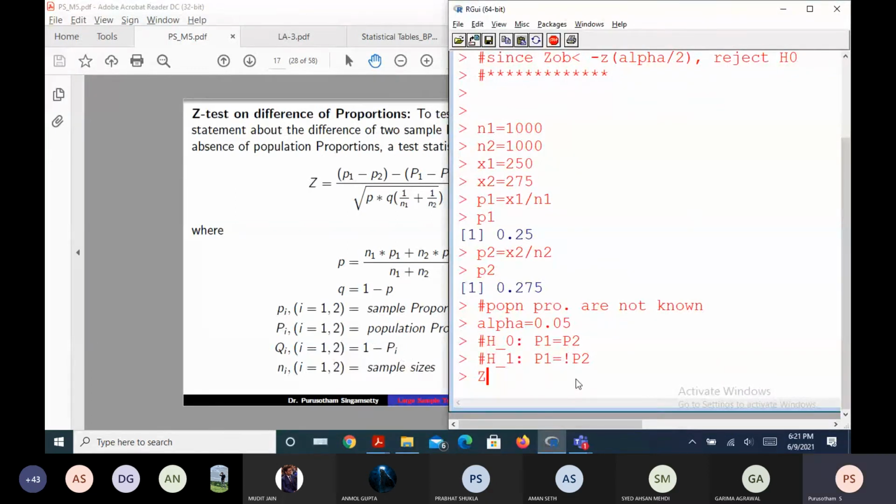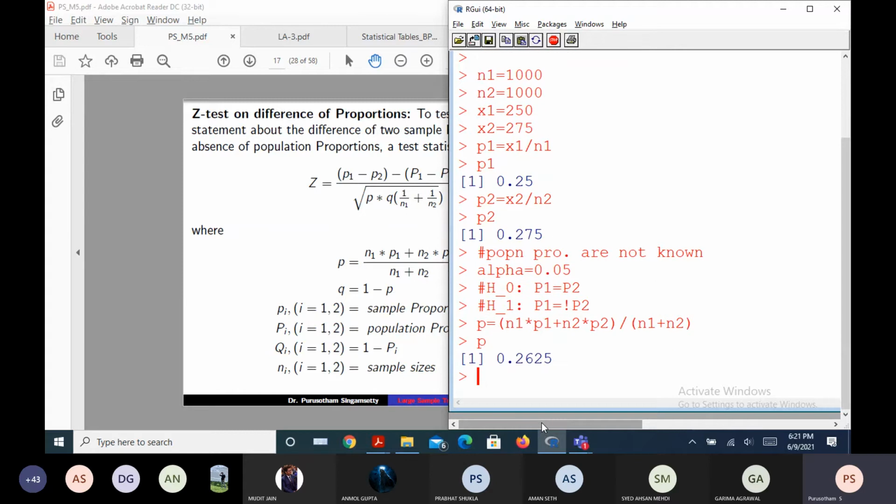Z1, the Z is equal to numerator. Before that, I need to find out what P and Q are. So let us define P is equal to the numerator part N1 times P1 plus N2 times P2, whole divided by N1 plus N2. What is the value of P? 0.2625. Now Q is 1 minus P.